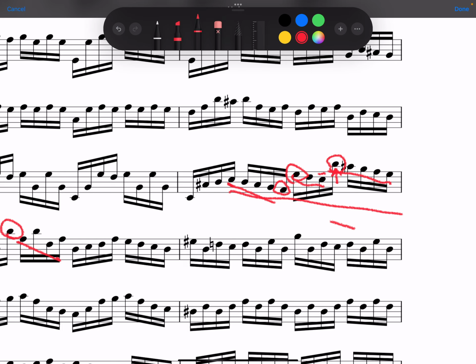Why does he do this? Well, there's a few reasons. I think one thing is just the range of the instrument. You run out of notes. If in this scale, starting here where I'm marking, he just continued down, he's not going to have enough notes. He's got to jump up at some point, okay?